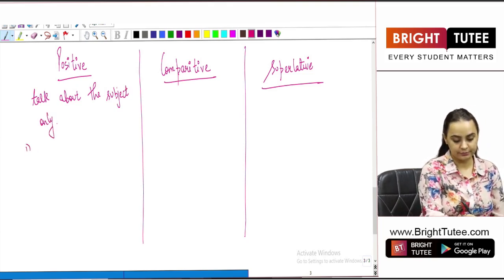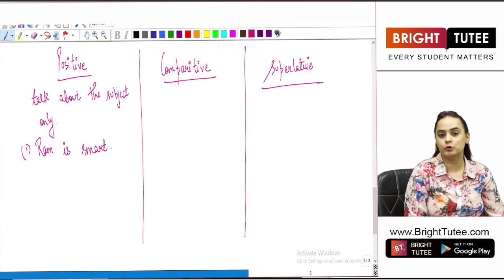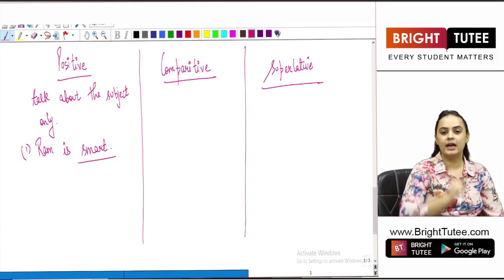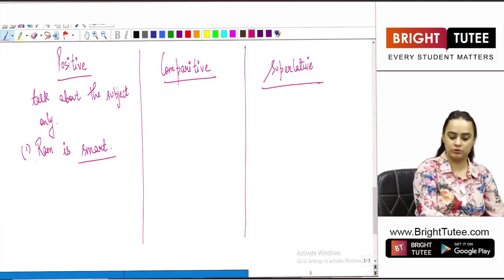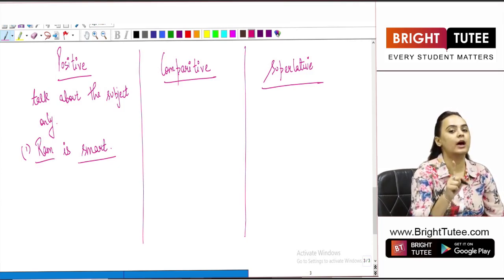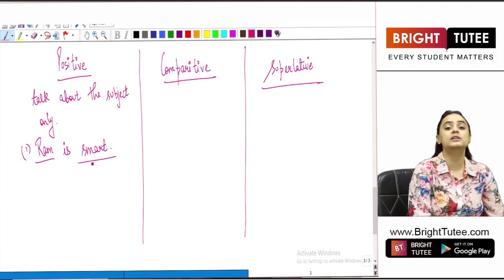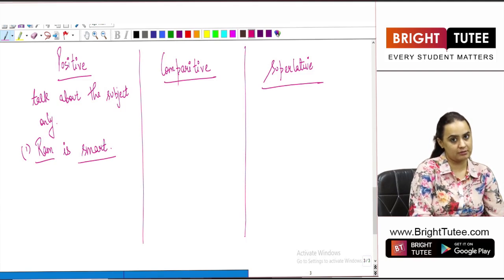For example, Ram is smart. What is the adjective that I have used to describe Ram? Smart. There is only one noun, only one subject I am talking about. Since I am describing only one subject, I will use the positive degree of comparison.